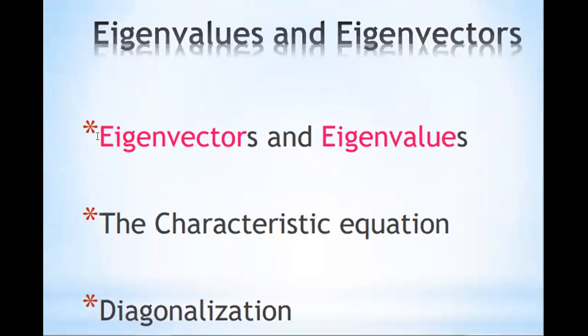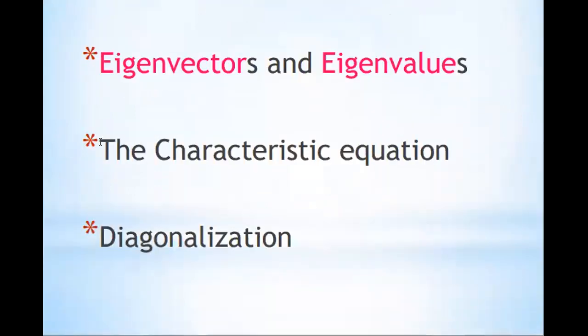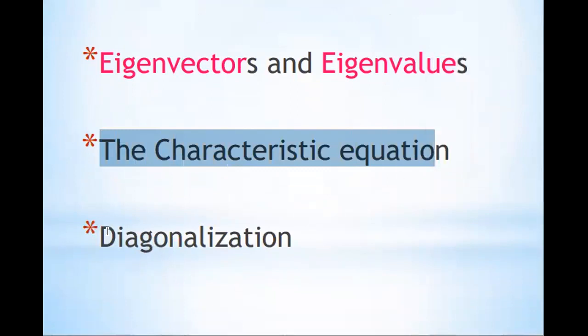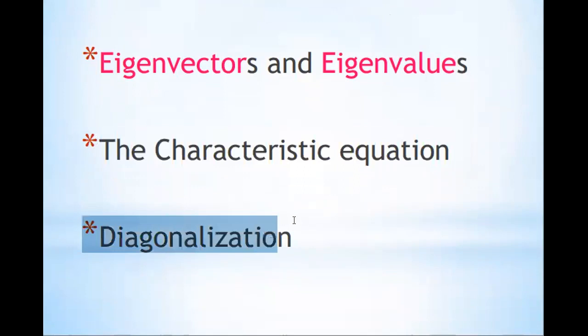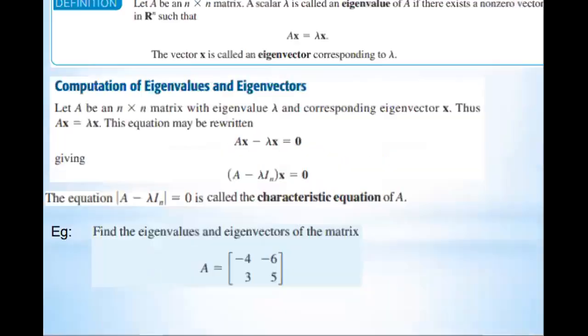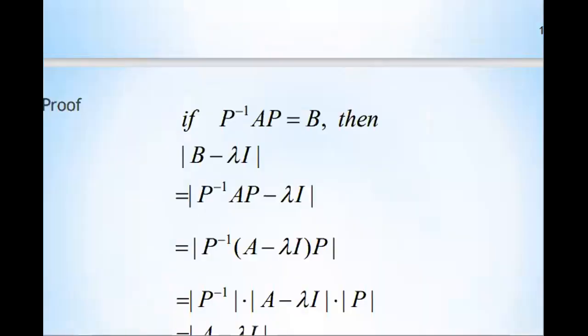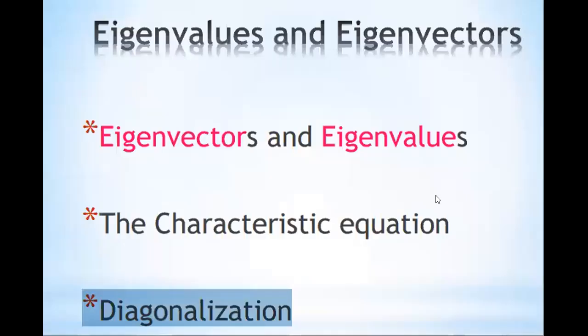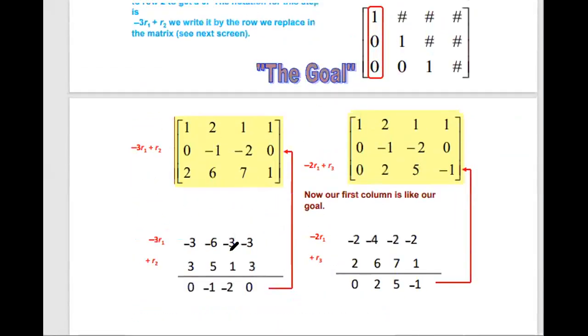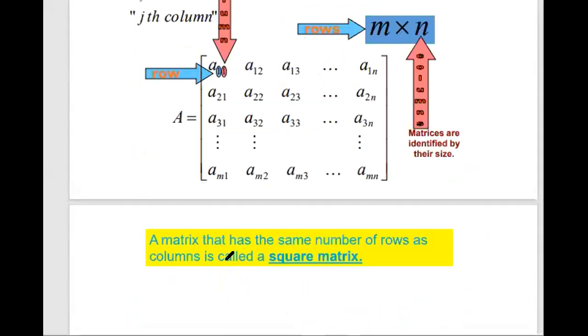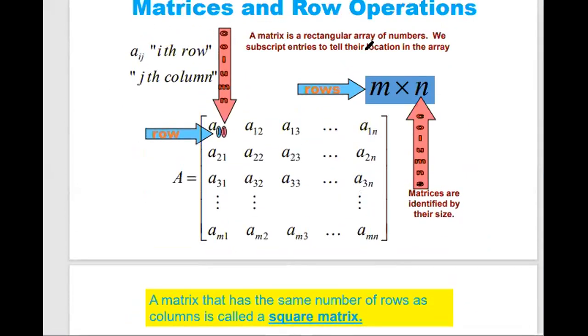So today I'm going to cover how to find eigenvectors, eigenvalues, and what is a characteristic equation or polynomial. And this part I will do a small video on diagonalization. I don't have time to explain everything. All right. So does this make sense? Any questions regarding row operations?